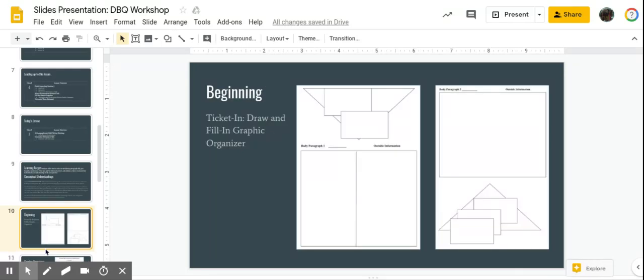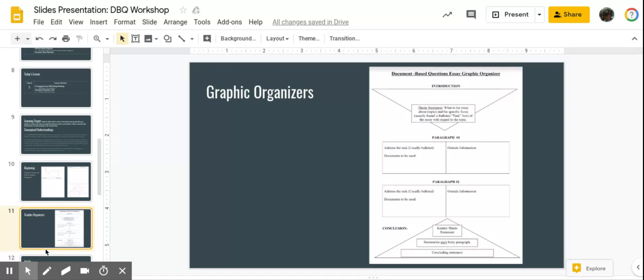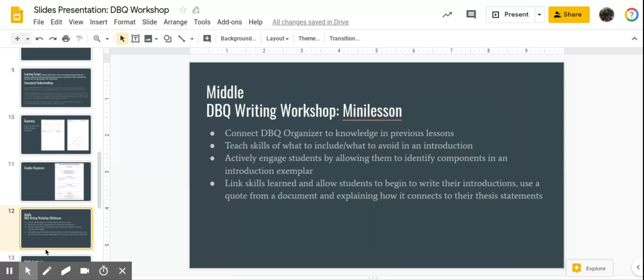So the beginning of my lesson is a ticket in the door where they are filling in this graphic organizer. They're going to draw it and fill it in, something that they've done a lot. So it's kind of repetition, so that way when they get the exam, they'll be able to draw this filled-in graphic organizer and feel comfortable to be able to remember all those elements to get as many points on that rubric as they possibly can. So the middle of my lesson is going to be that actual mini lesson on DBQ, writing that introduction.